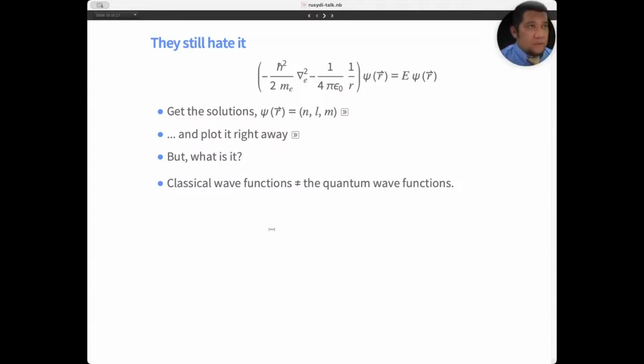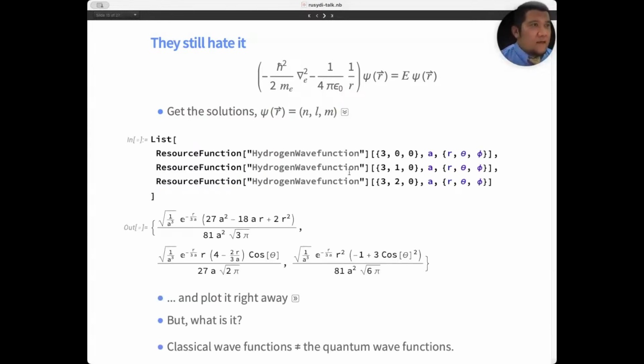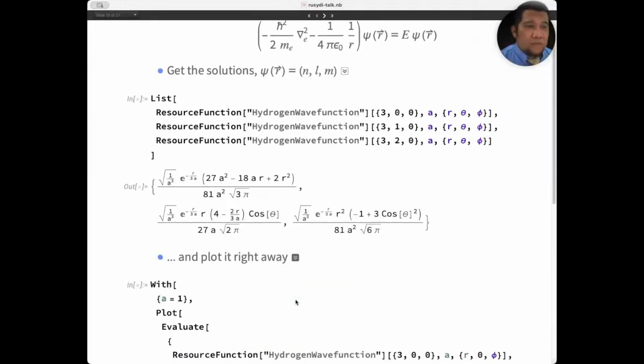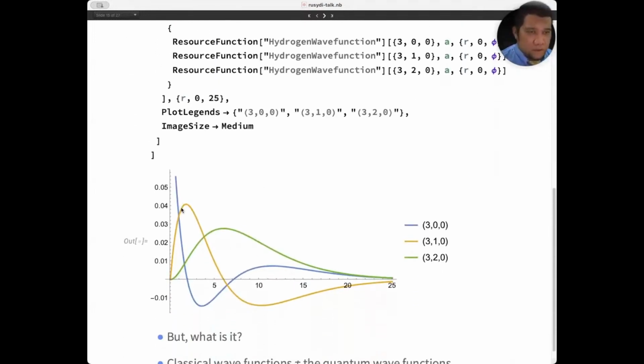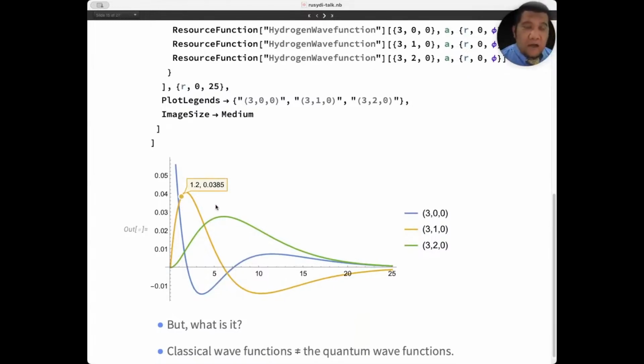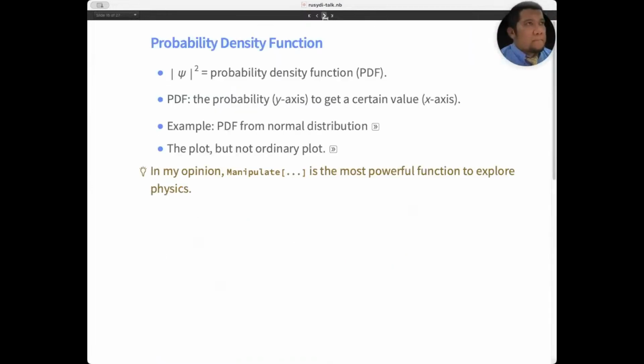Look at this example. This is for 3, 0, 0, 3, 1, 0, and 3, 2, 0 solutions. And we can plot it right away using plot. This is the result. But again, even if we get the result, we still don't know what it is. Why we cannot understand? So we hate it because we do not visualize them correctly.